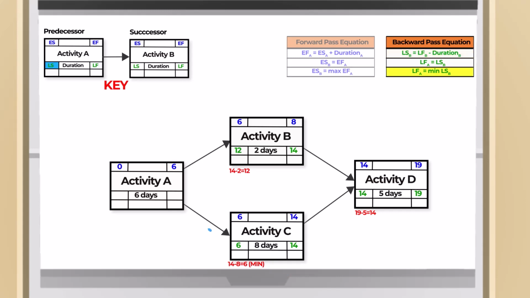Now the late finish date for activity A. We took 6 because, from the mathematical point of view, it's the minimum of the late start dates of both activities B and C. Lastly, we subtract the duration 6 from 6 to go back to 0. This completes our backward pass calculations.